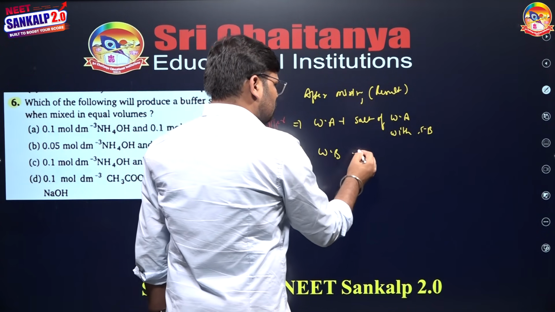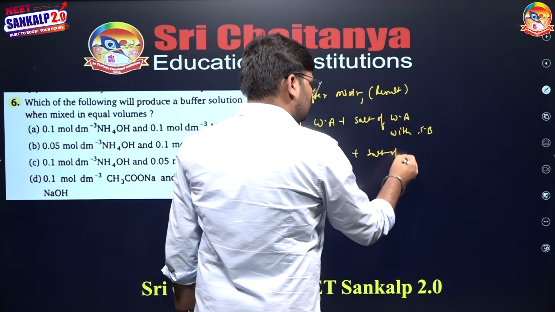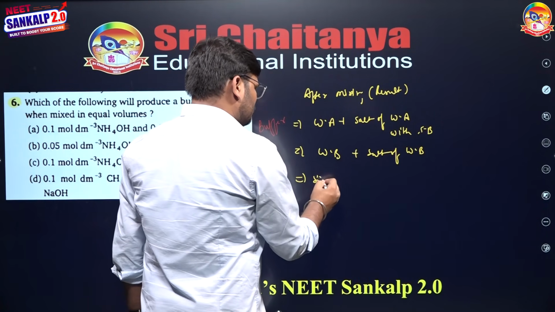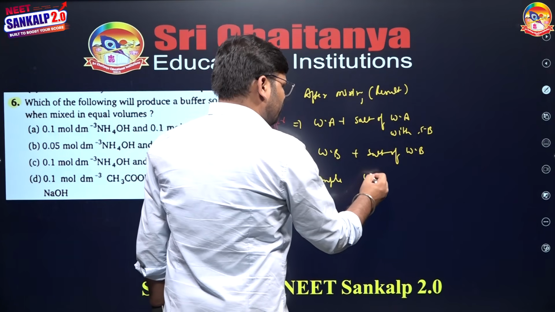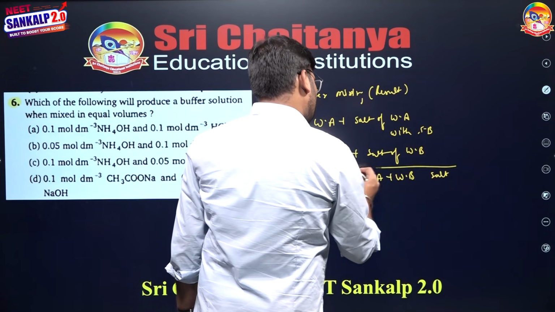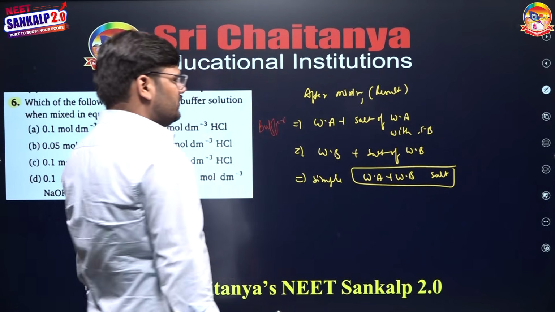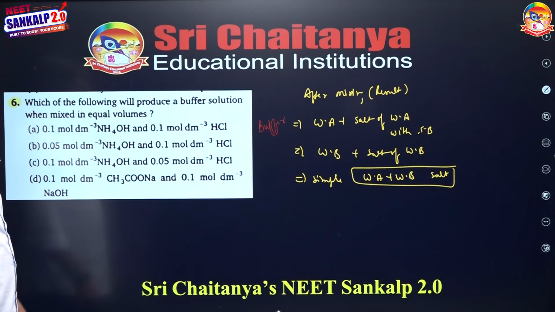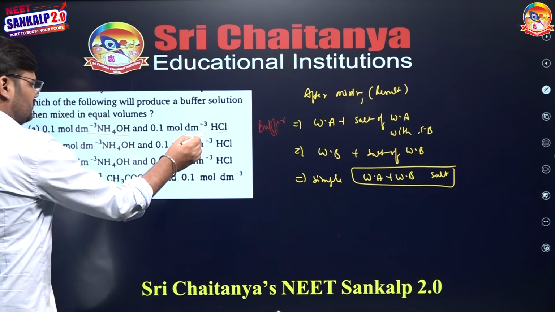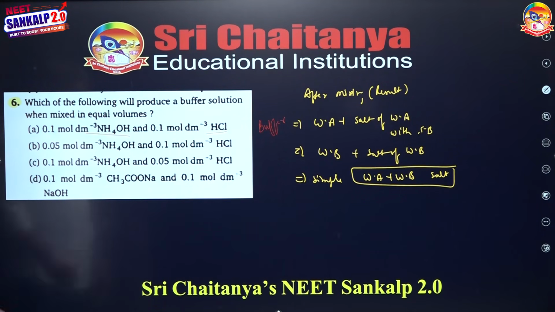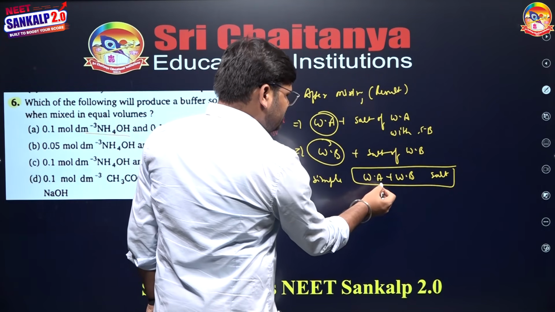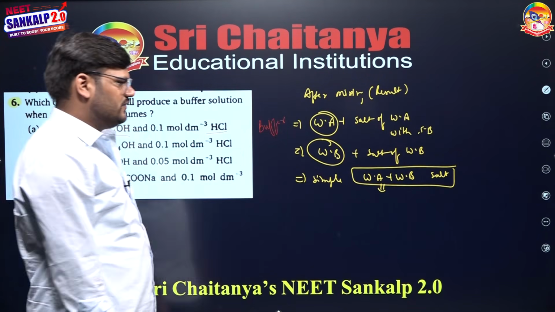Weak base plus salt of weak base. Then finally, that is simple buffer coming from salt hydrolysis, weak acid plus weak base salt. Salt, it should be salt. So these three give us buffer solution. So in this case, it is NH4OH and HCl. So you see, after the reaction there has to be one weak component. This is itself a salt from weak acid and weak base.